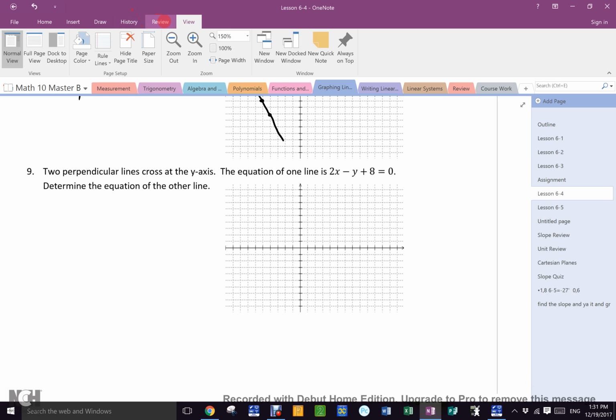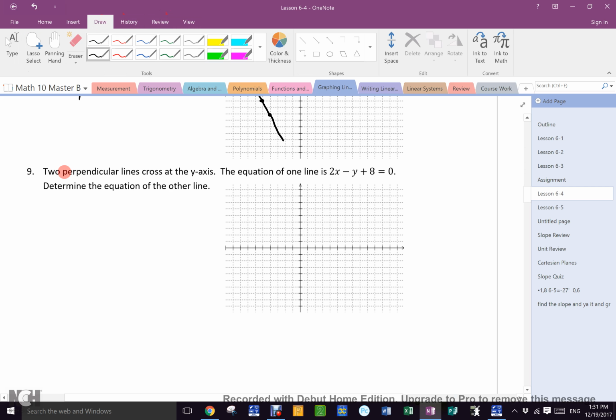Perpendicular is a very important word in that, because perpendicular tells us something, doesn't it? What does it tell us? That the slopes are opposite reciprocals, right? So if I have one slope, I automatically know the other one if I do what to it? Flip it upside down and change the sign. Excellent.